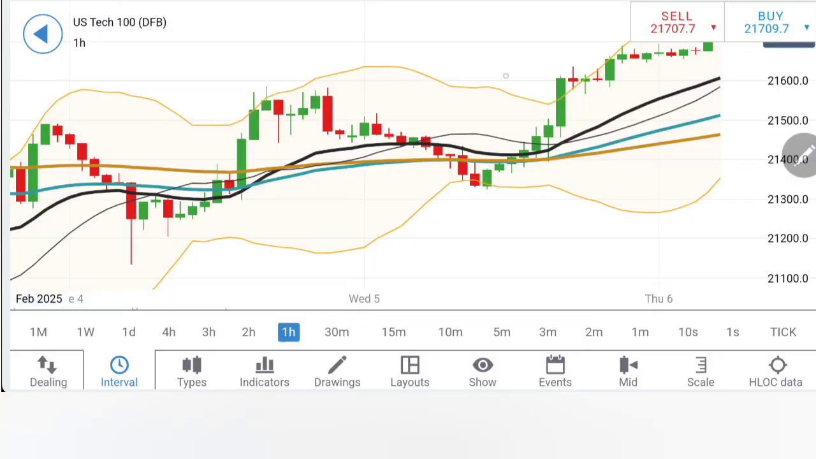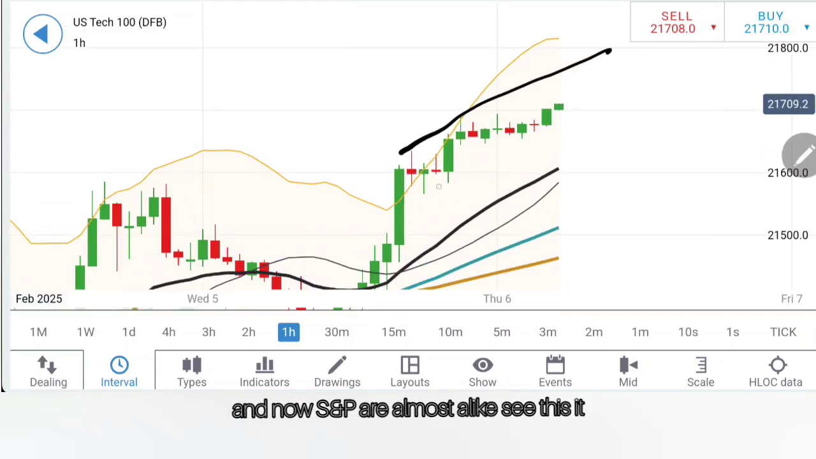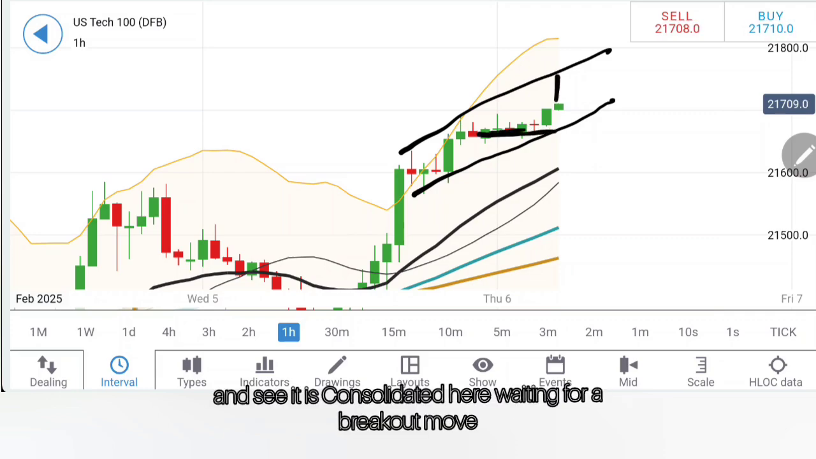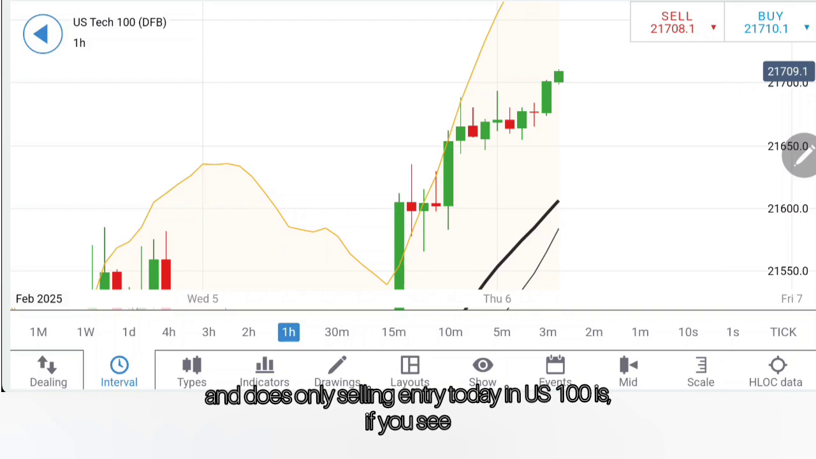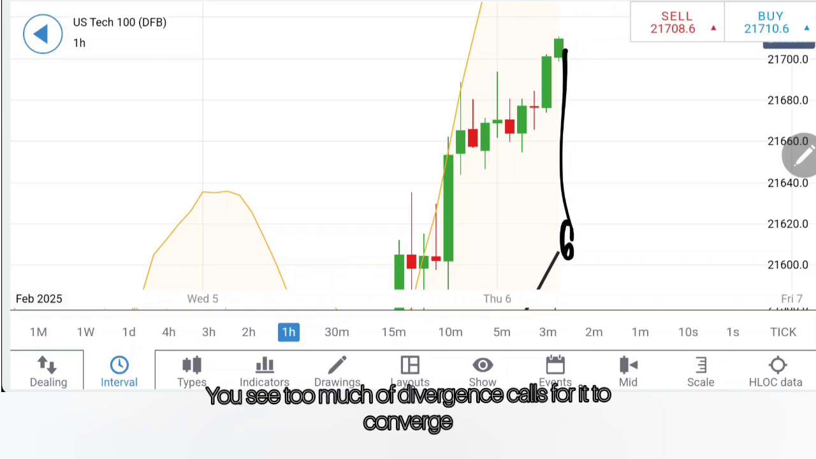Let's move to Nasdaq. The chart formation in the Nasdaq 100 and S&P are almost alike. See this, it is delivering higher lows, higher highs, and see it is consolidated here waiting for a breakout move, and thus the only selling entry today in US 100 is, if you see, it is staying below the 21,650-640 zone, and then you can say that more bearishness will prevail. Why will bearishness prevail? You see too much of divergence calls for it to converge.